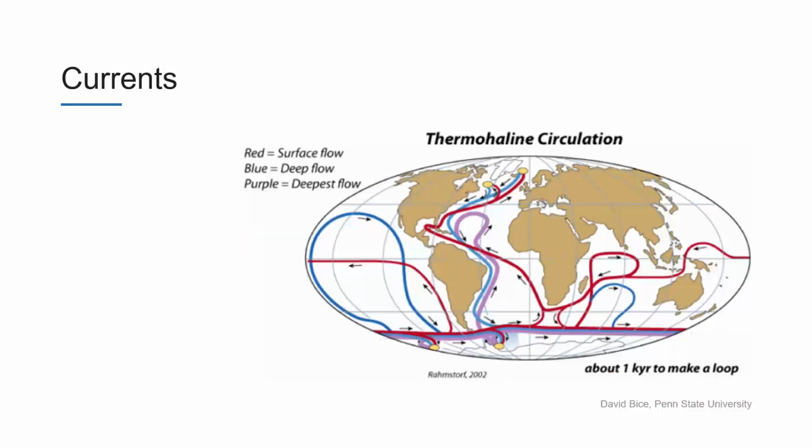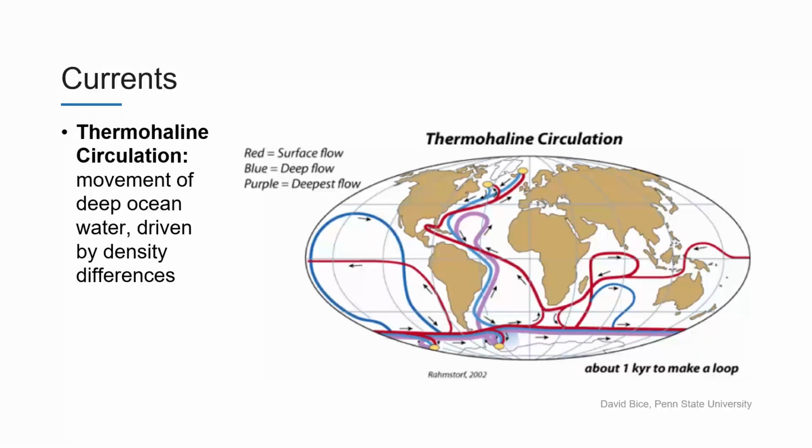But seawater doesn't just move at the surface. Water in the ocean is also moving below, driven by density differences. We call this thermohaline circulation because it involves temperature, where we get thermo, and salinity, which is where we get haline. In the polar regions, two processes make water denser.